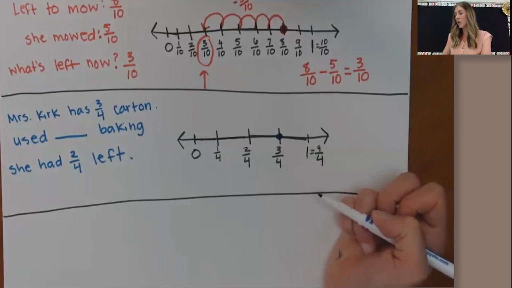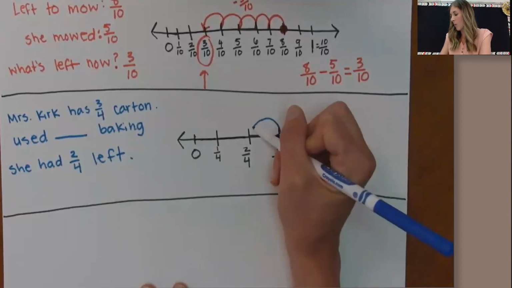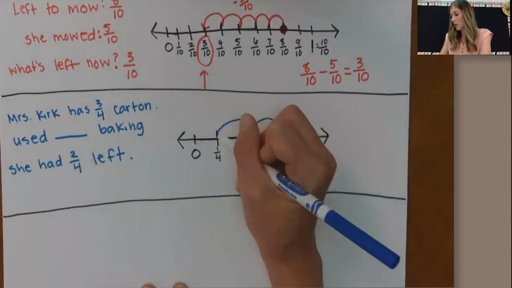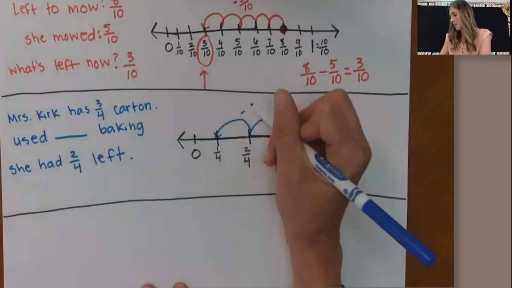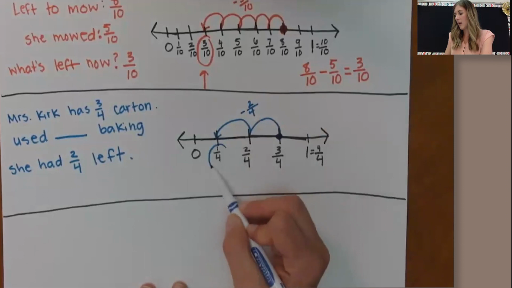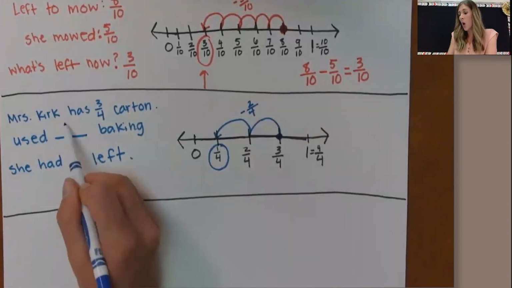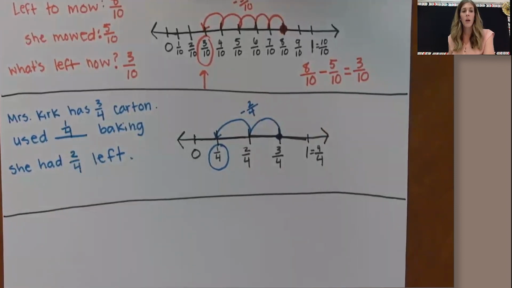And we know that she had 2/4 left when she was finished baking. So if we take 2/4 away, we can see that there's 1/4 left, which means that she must have used 1/4 of the carton of eggs for her baking.